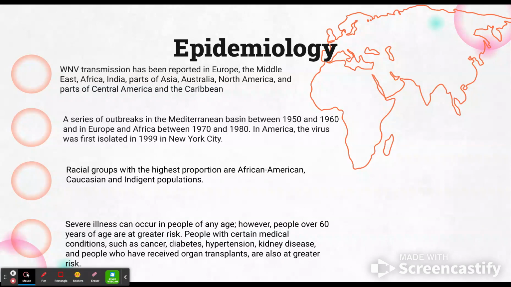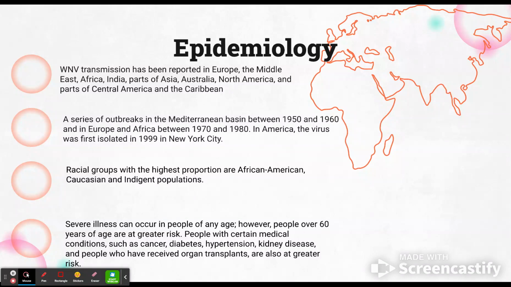The series of outbreaks in the Mediterranean basin happened between 1950 and 1960, and in Europe and Africa, they happened between 1970 and 1980. And then America was first isolated with the West Nile virus in 1999, and the first case was in New York City. The racial groups with the highest proportion are African Americans, Caucasians, and the indigenous populations.